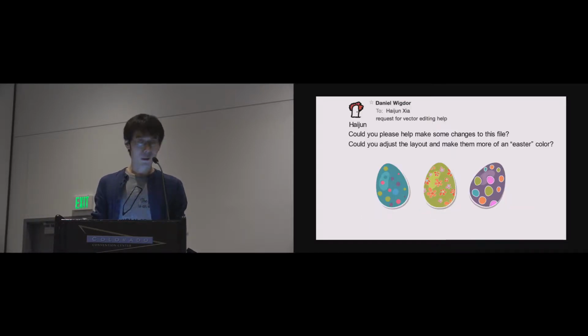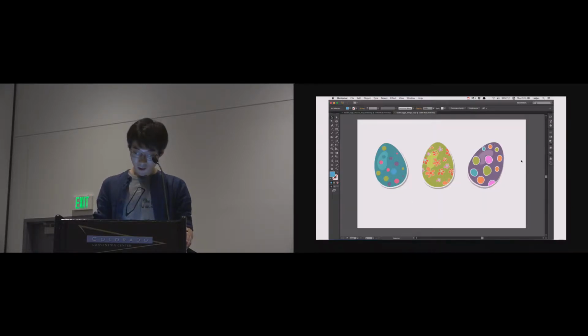So as a grad student, what happens a lot, especially if you know how to use Illustrator and Photoshop, is you are always asked by others to do design for them, mostly from your supervisor. In this case, Daniel Wigdor wants me to adjust the layout of this design and use more Easter egg colors. So why not, right? I usually am okay with this kind of stuff because I can practice my artistic skills. So I grab Illustrator and start to work on my design.